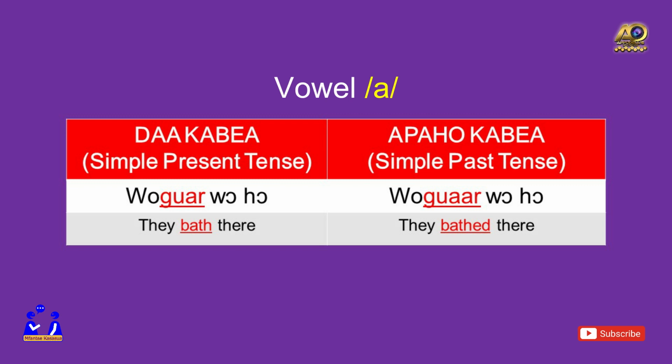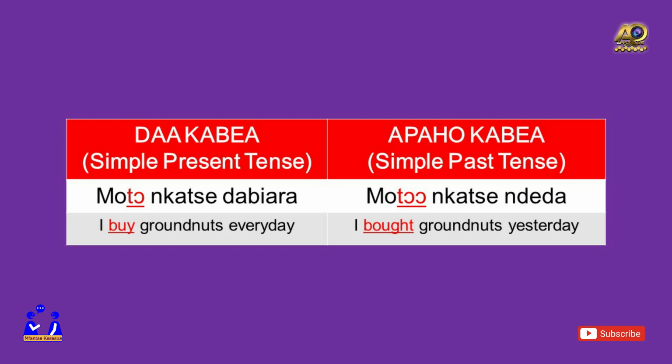This one we have to as the verb. That is to buy, underlined. Moto nkatse debiara. The vowel here is o. So we double the vowel. We have motor nkatse ndida. When in the present tense, it's debiara, that is every day. But if it is in the past tense, it cannot be every day. As you can see in the English, it's supposed to be either yesterday, a month ago, a year ago.